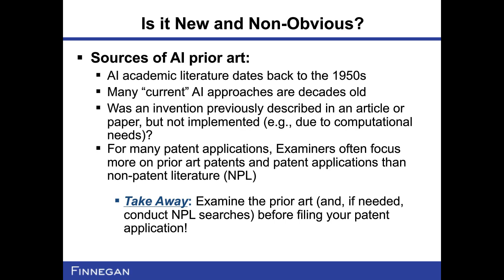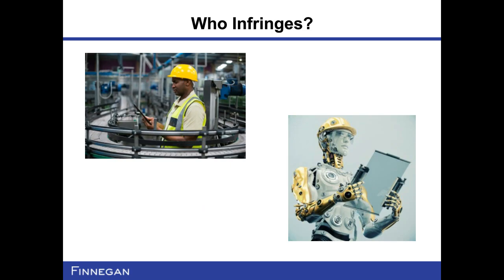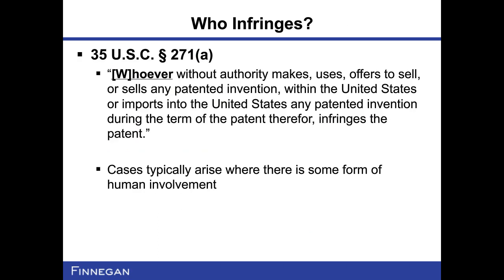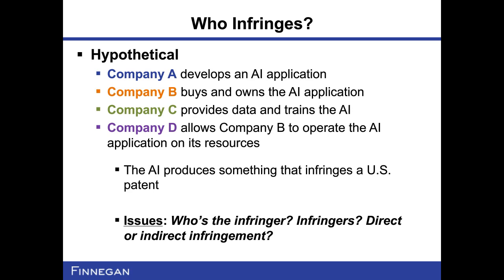We're now going to look at who infringes when it comes to AI. Section 271 provides that whoever makes, uses, offers to sell, etc., in the United States without authority any patented invention is liable for patent infringement. Courts have generally interpreted "whoever" to apply to humans. There aren't a lot of cases involving AI, but there are cases involving computerized components. What we learn from those cases is that liability typically arises with whoever is controlling or operating the computerized component. So here we have another hypothetical, similar to the one we showed before, but now in the context of infringement.